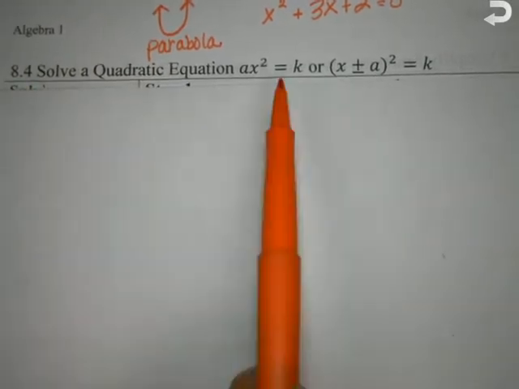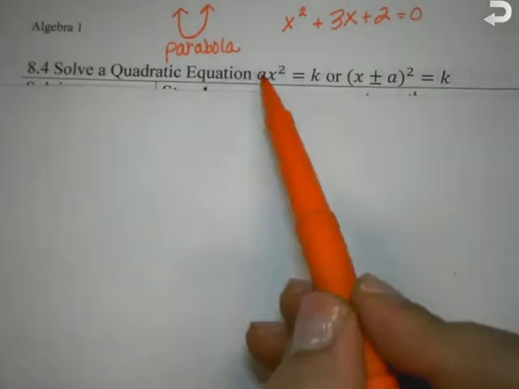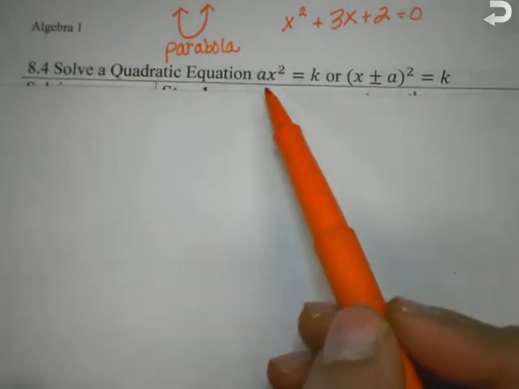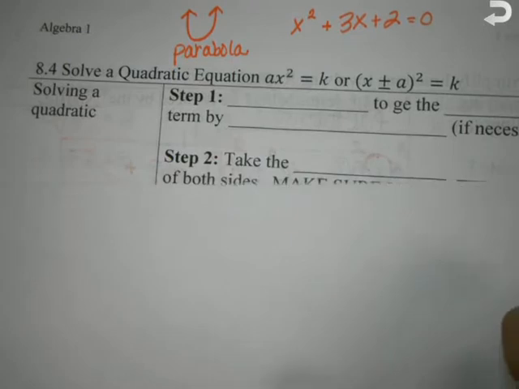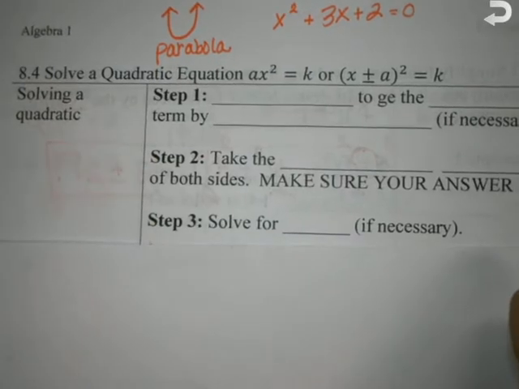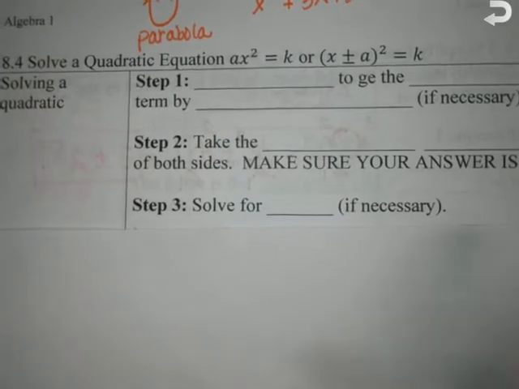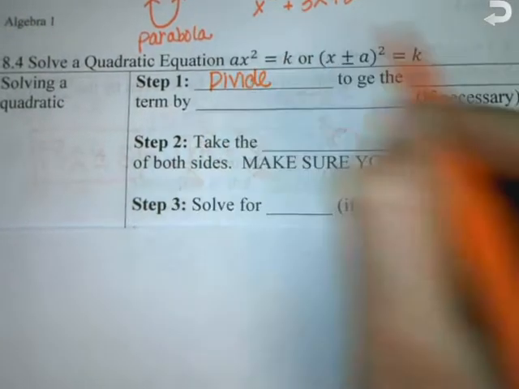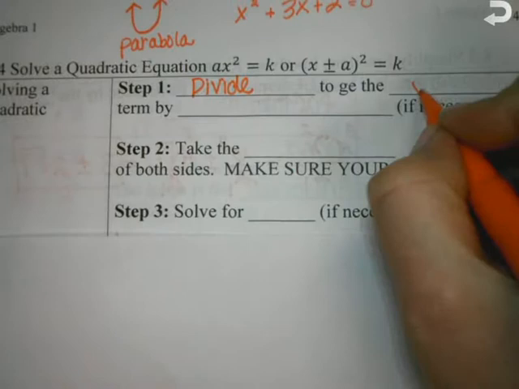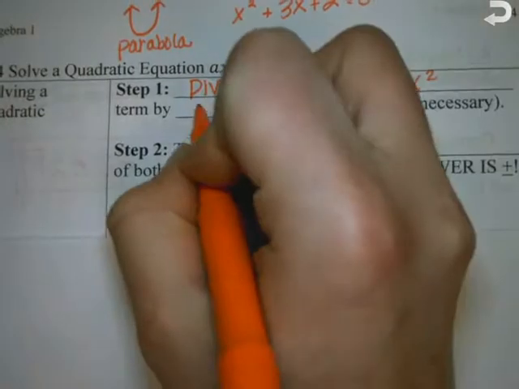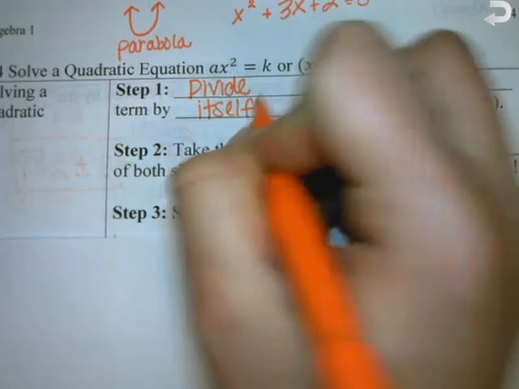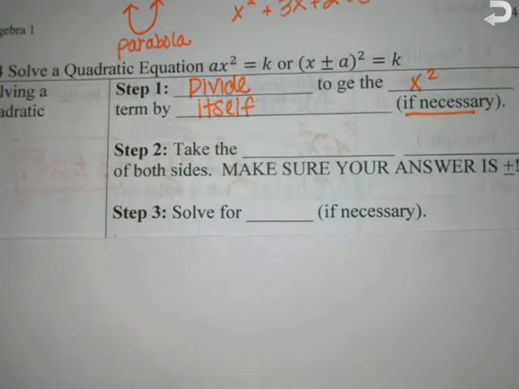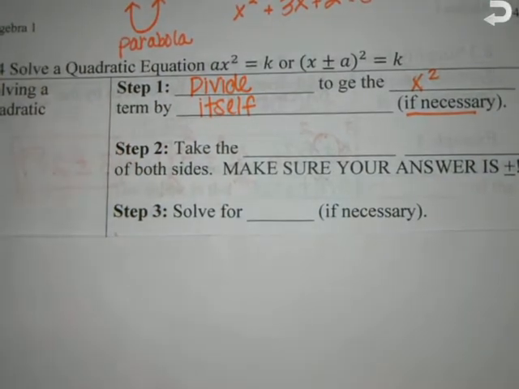So we're going to be solving quadratic equations when there's an x squared all by itself on one side. Nothing else, just x squared. Okay, so step one, what we have to do to solve the quadratic is first divide to get the x squared term by itself. And next to it I have written "if necessary." So that means that sometimes it's not going to be necessary to divide, because sometimes x squared will already be by itself. Okay?